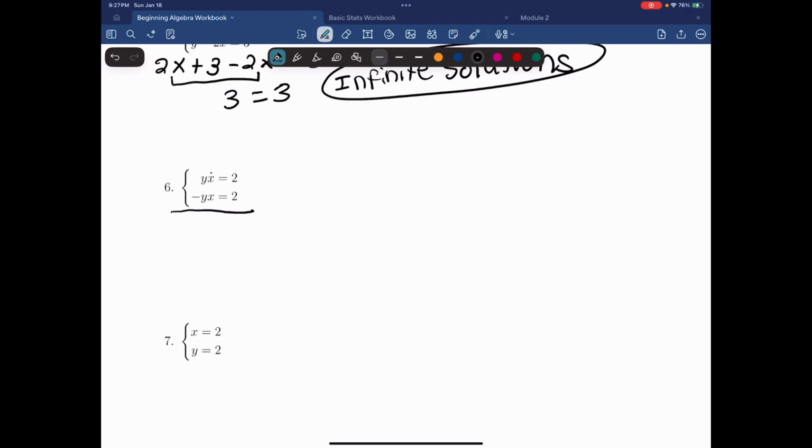So positive yx and negative yx cancel. We get 2 plus 2, which is 4. And we're going to set that equal to, well, since these canceled, 0. And, well, 4 does not equal 0. So we have no solution.